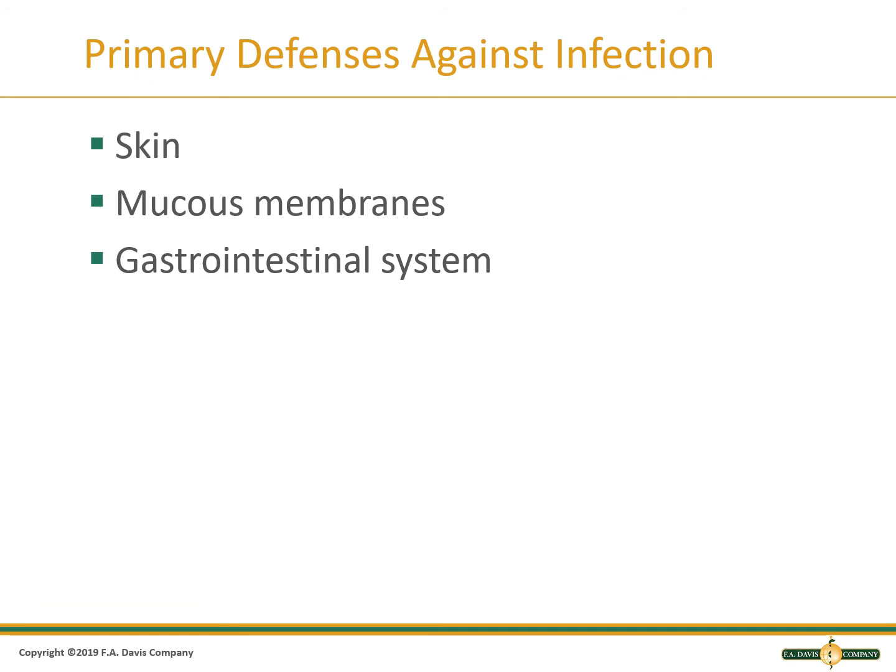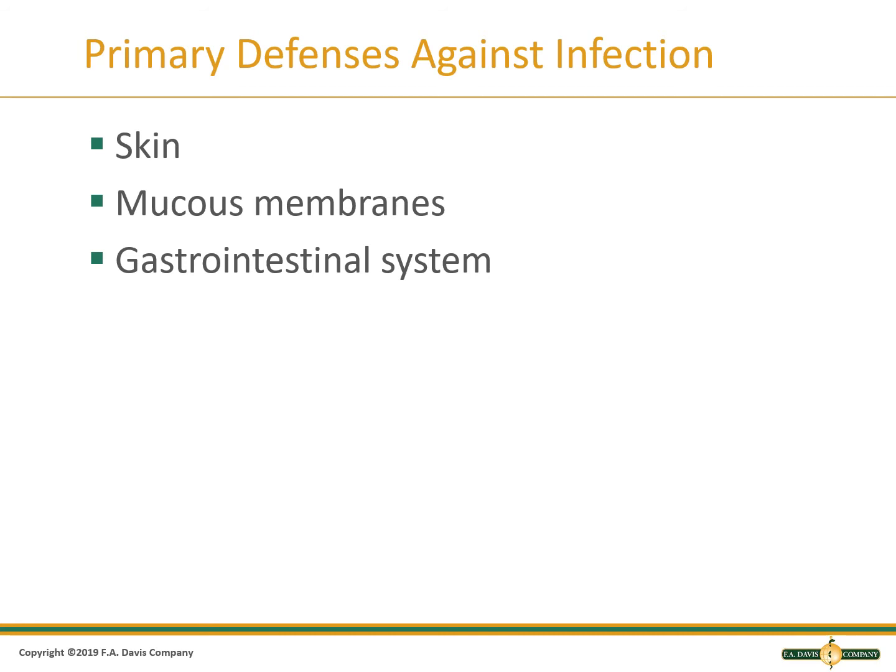So, primary defenses against infection. The primary defenses are the first line of defense, okay? You have the skin. The skin protects the body from microbes as long as it's intact. So if you have skin that is broken, cracked, whatever, your primary defense has been lost.